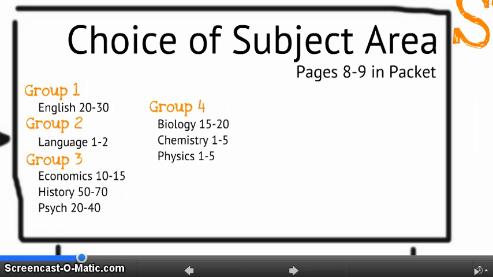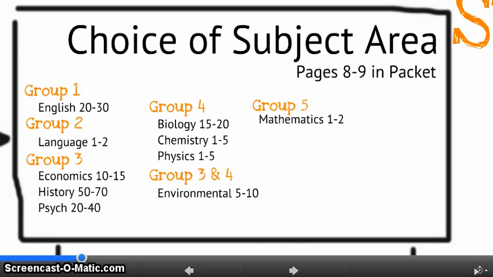Group 4, Biology, Chemistry, Physics. These papers are rooted in an experiment. And one that's interdisciplinary that a lot of students at our school choose is environmental, which also is rooted in an experiment, but it ties together the human aspect. That's why it's interdisciplinary between Group 3 and 4.